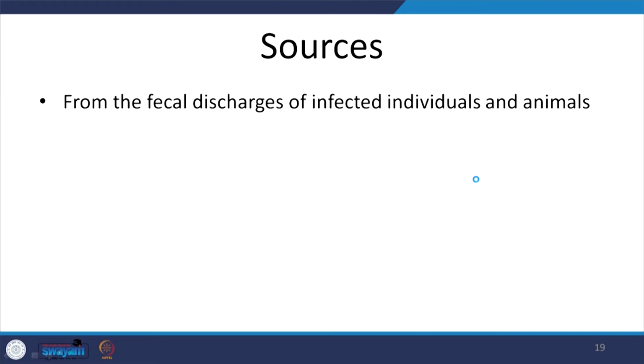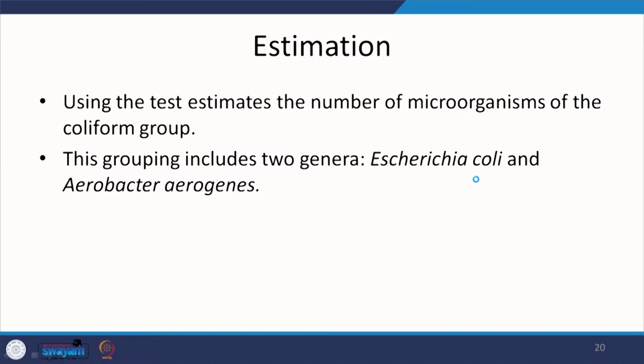Let us move on. What are the different sources by which you can have contamination of the water by pathogens? Typically, it is the fecal matter of an infected individual coming and mixing with the drinking water of another human being, right. So that is what we have out here, and this test estimates the number of microorganisms of the coliform group, which are an indirect indicator of pathogens.